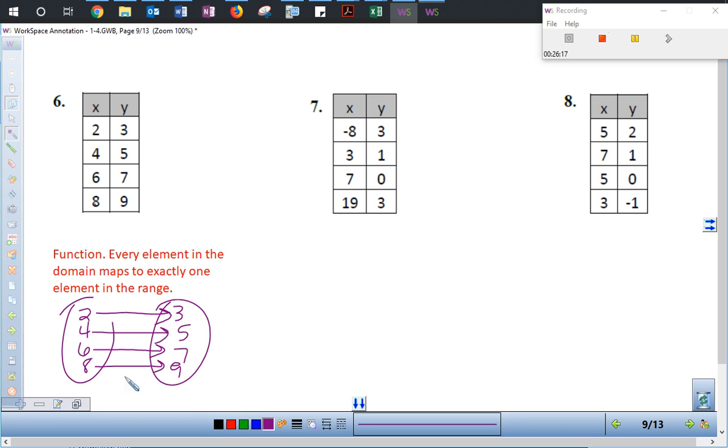On number 7, again, I'm only going to look at the x values for a second, the domain values. -8, 3, 7, 19. Those are all different values.